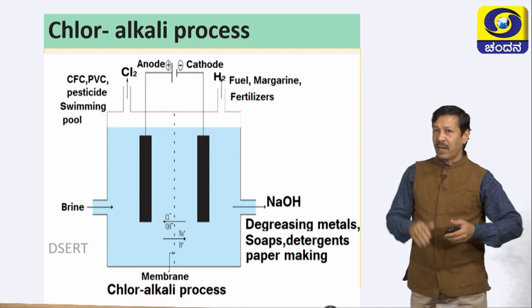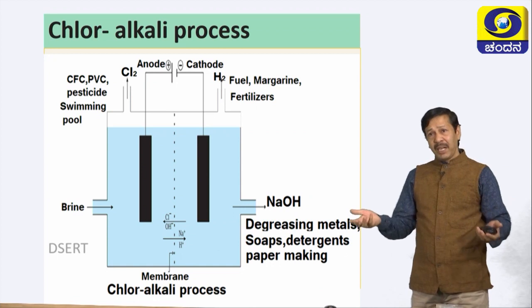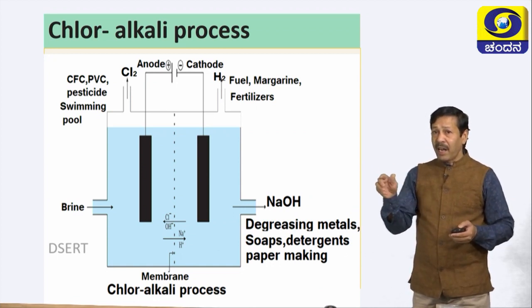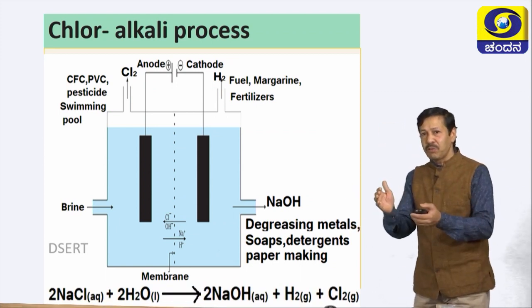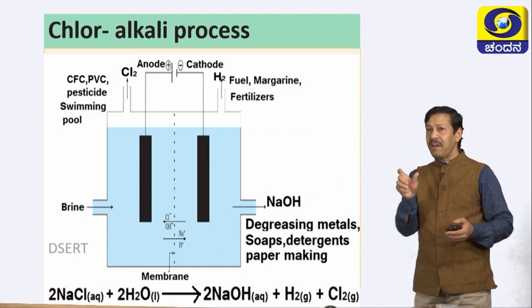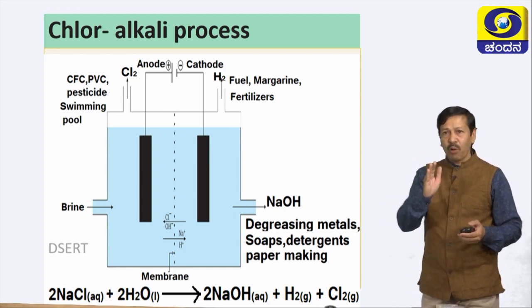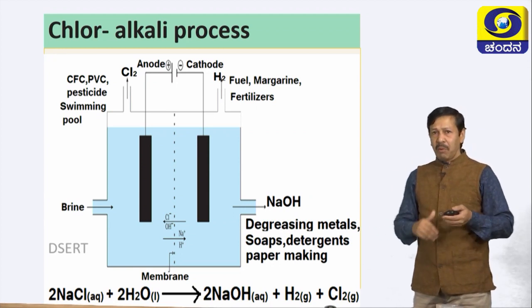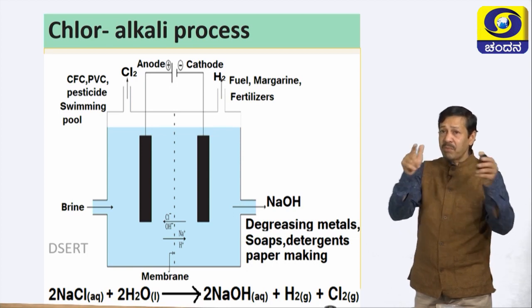Similarly, at the cathode hydrogen comes and that is also tapped out. Now, remaining is Na+ and OH-. What happens to that? See the equation. NaCl plus 2H2O gives rise to 2NaOH plus H2 plus Cl2. This is the reaction of the chloralkali process. Why is it so called? Chlorine, alkali, NaOH, hence the name. Now, let us see the products produced by this process.